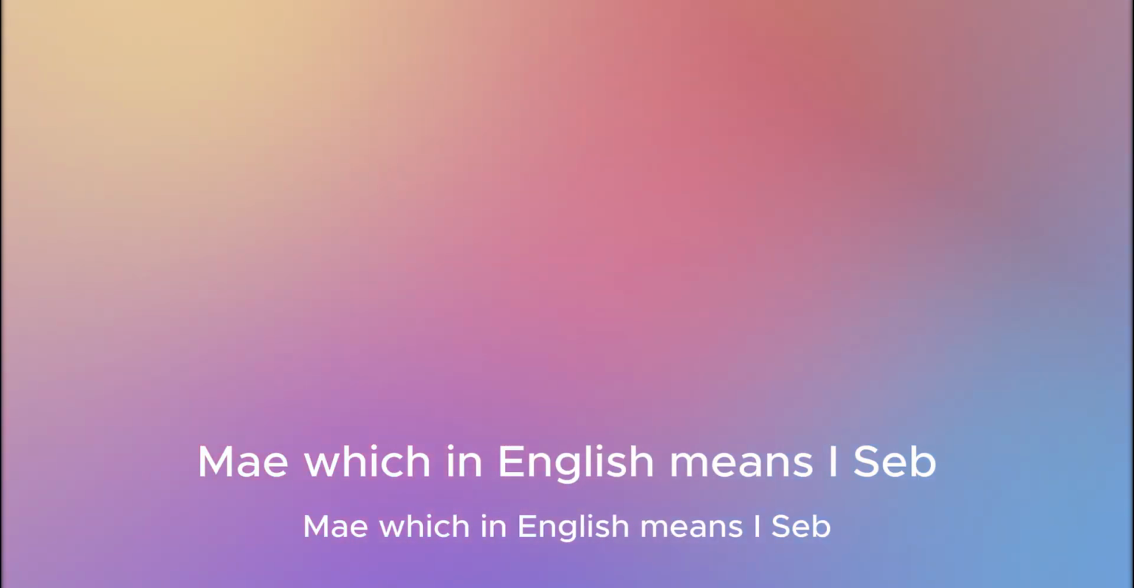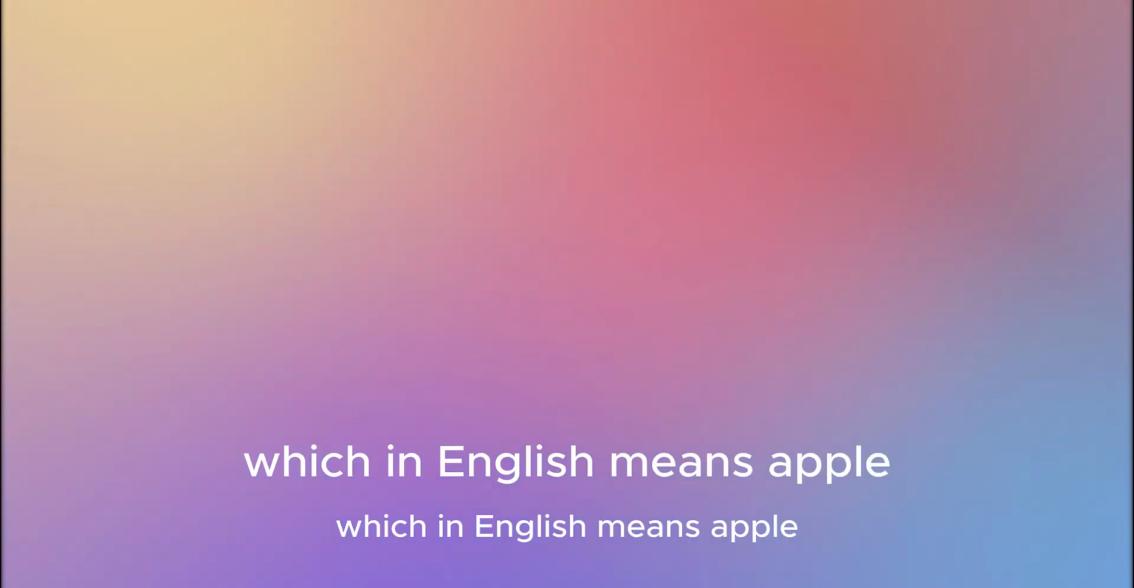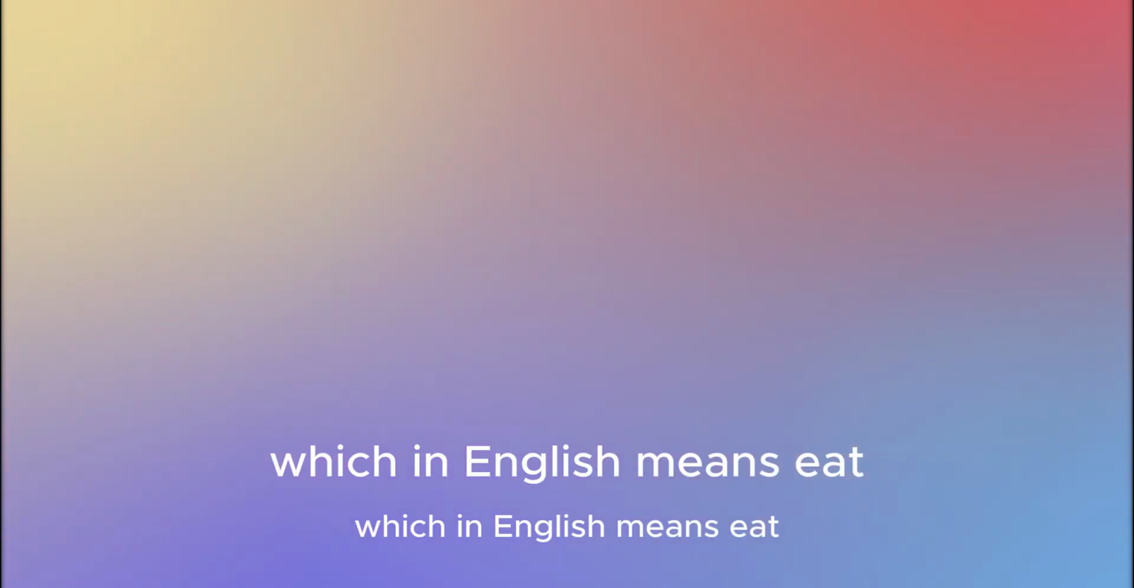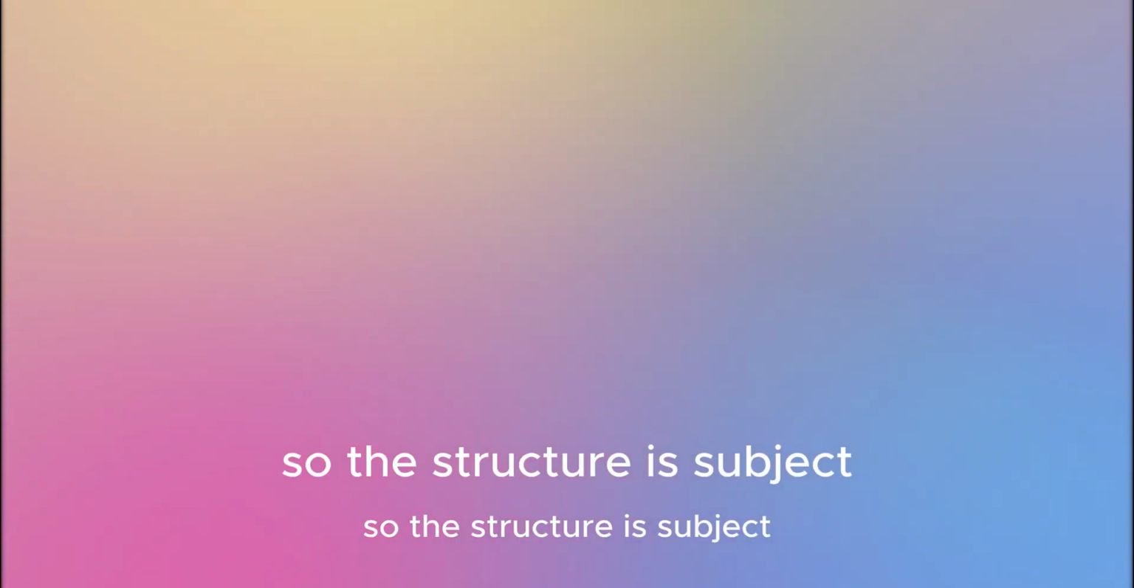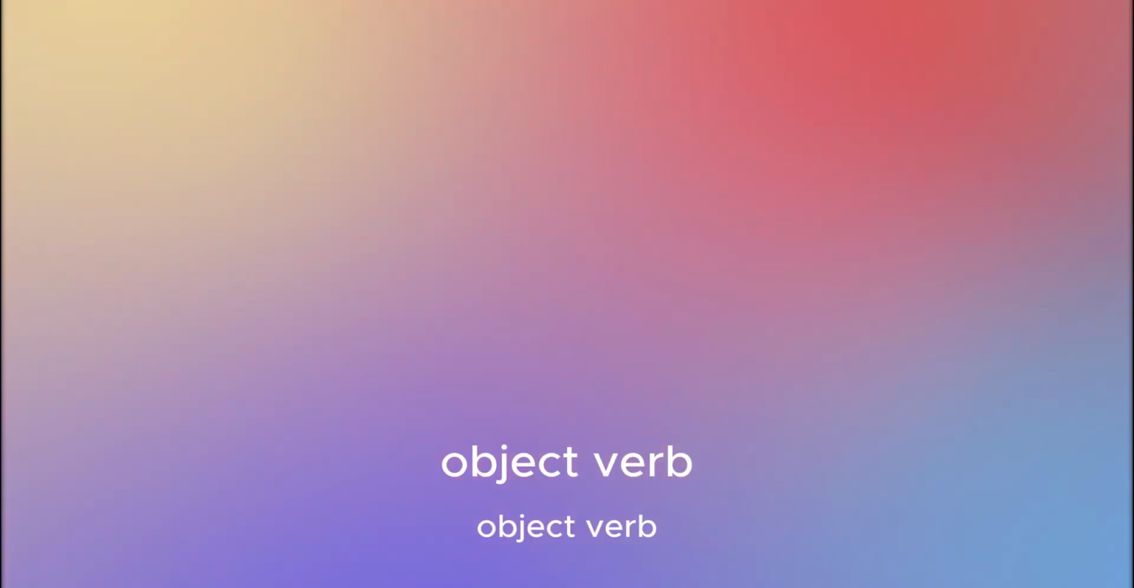Break it down. Main, which in English means I. Seb, which in English means apple. Khata hoon, which in English means eat. I eat. So the structure is subject, object, verb.